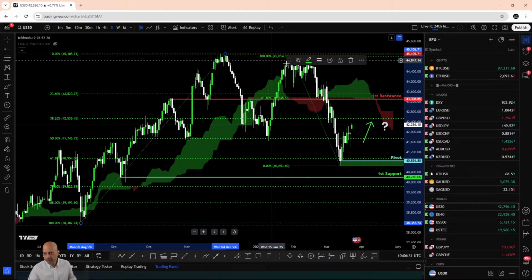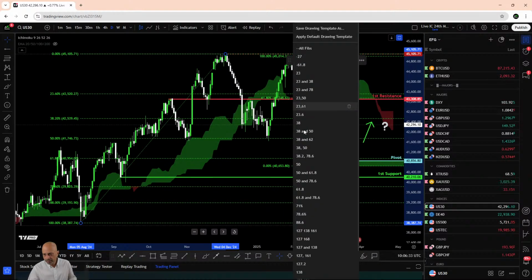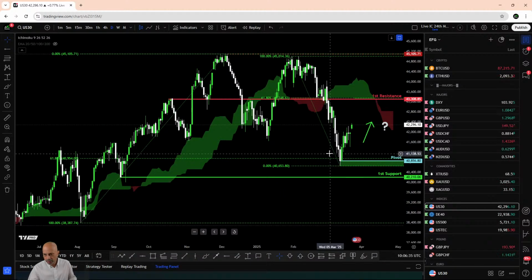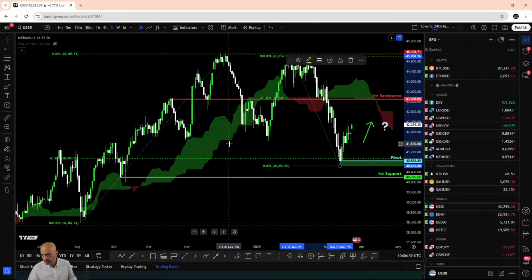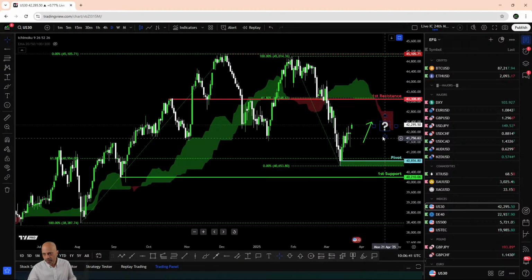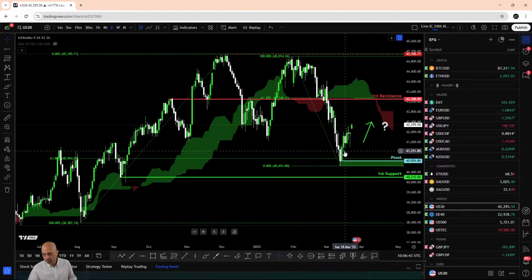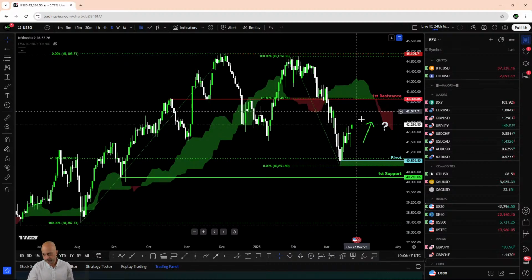Right, so maybe I'll just keep the 61.8% here just to give us an indication of where price did manage to stabilize and find the floor. Alright, so that's the US 30. We've seen equity prices stabilize at the end of last week and looks to be pushing higher.